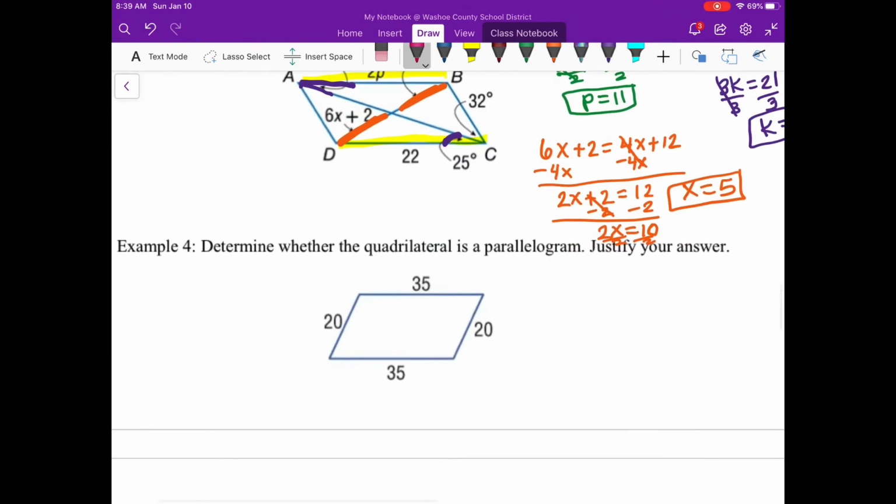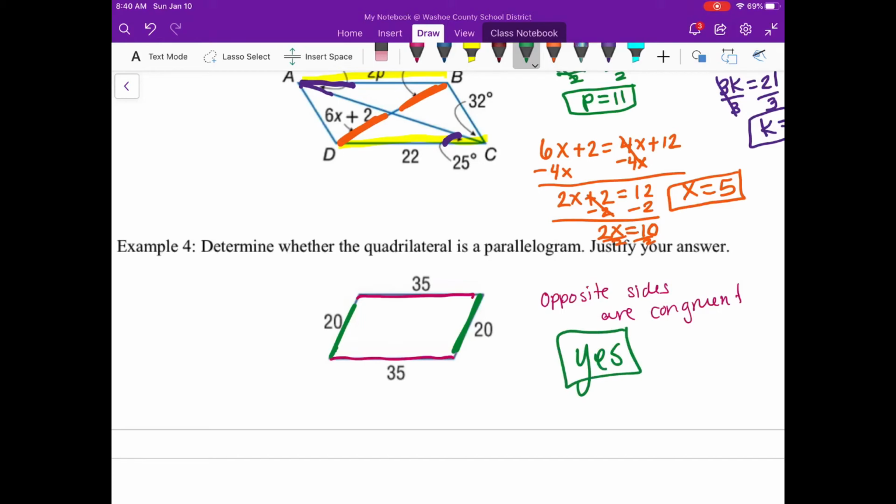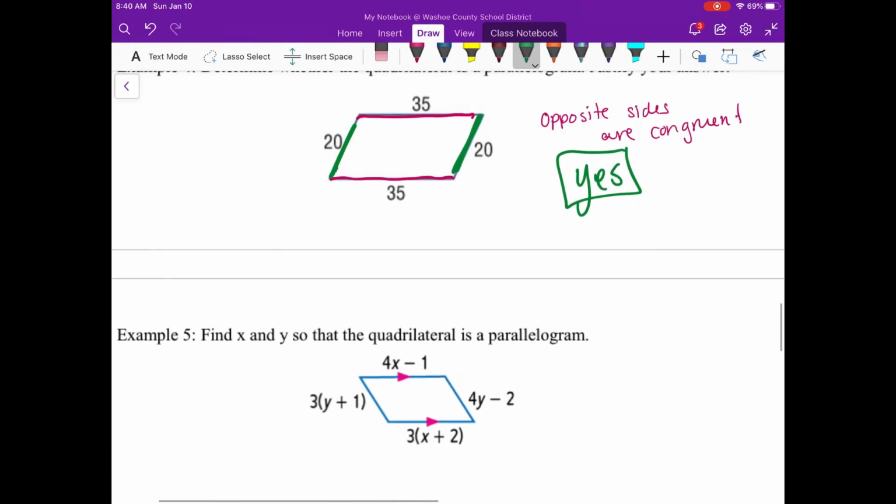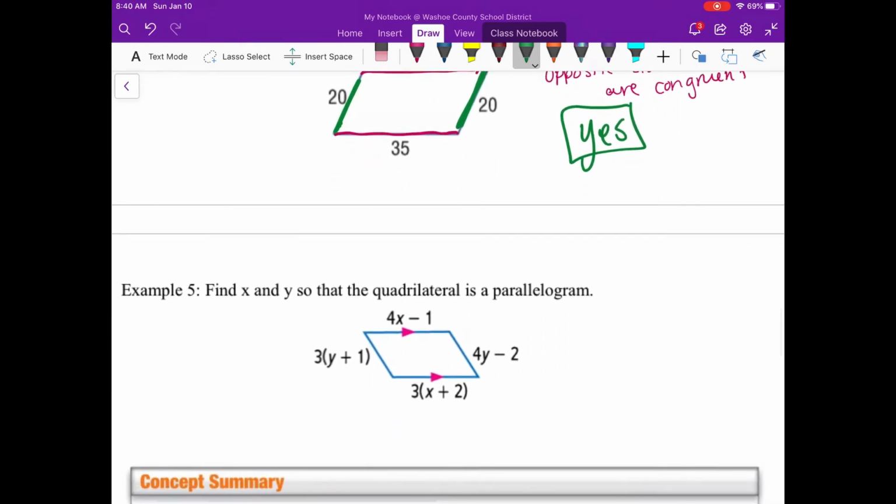All right, so let's go into the last little bit here. My next example is asking me to determine whether this quadrilateral is a parallelogram and to justify my answer. So all I have here is two pairs of sides that are congruent. I have opposite sides that are congruent, and this is the case for both of them. These opposite sides are also congruent. So yes, I can assume this is going to be a parallelogram.